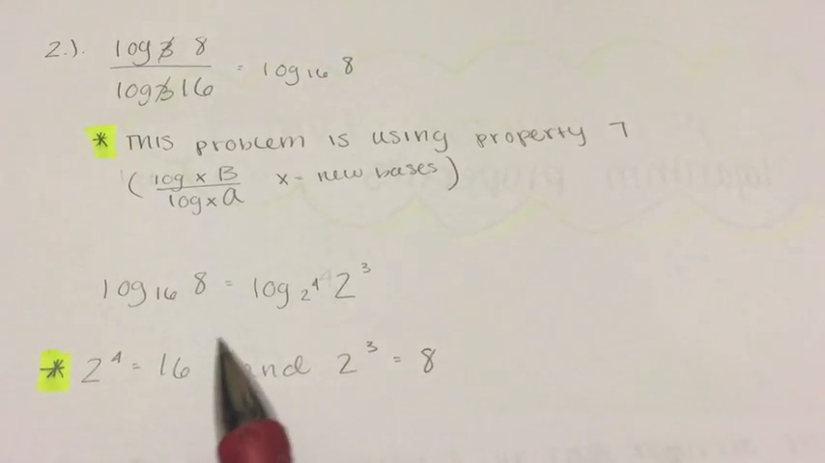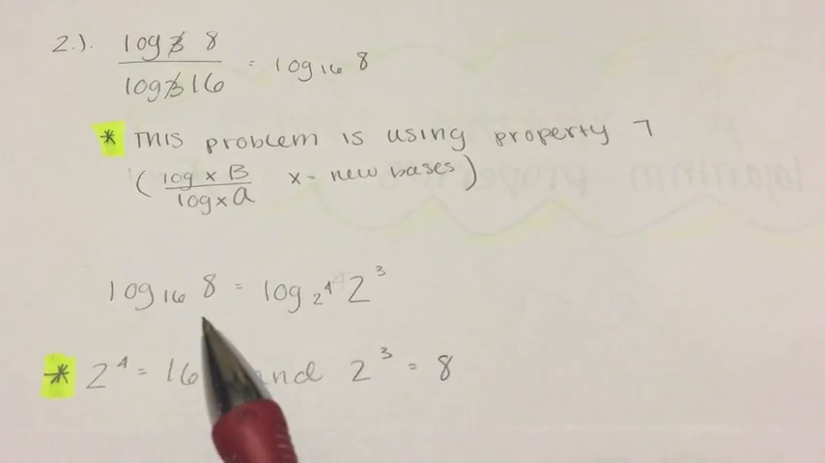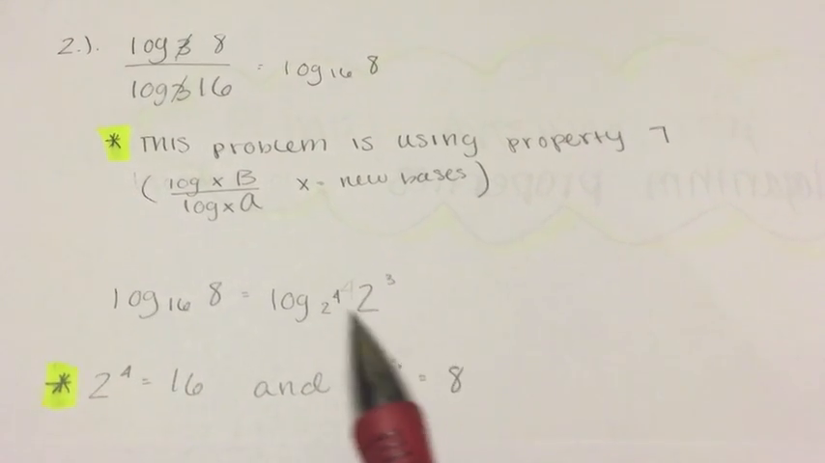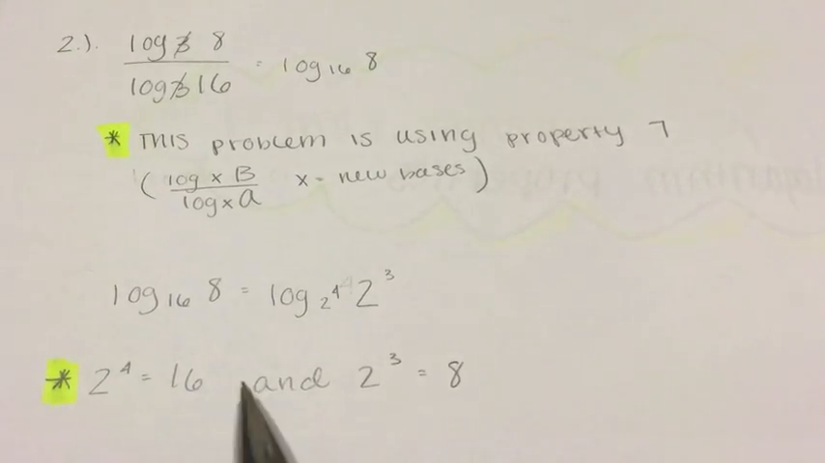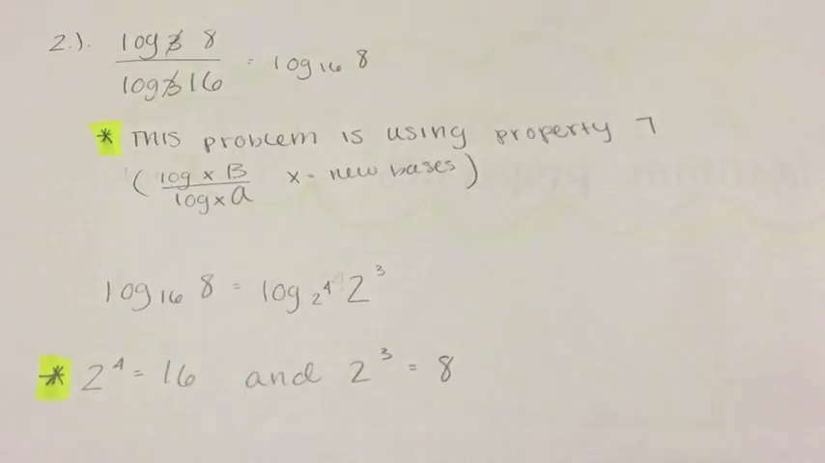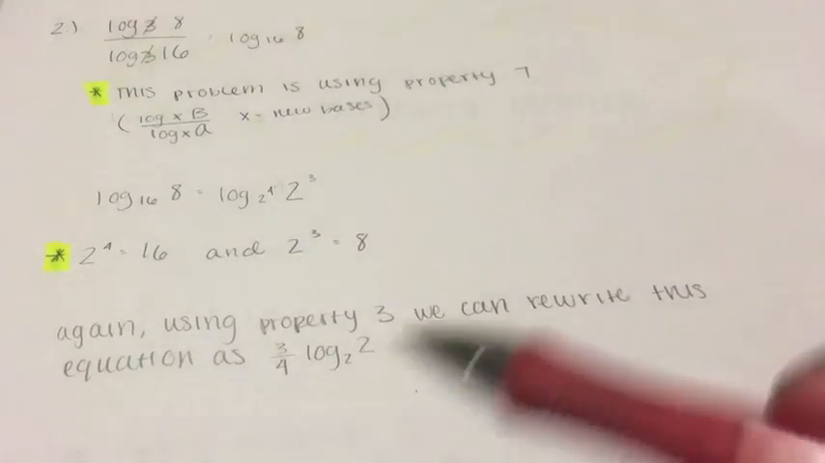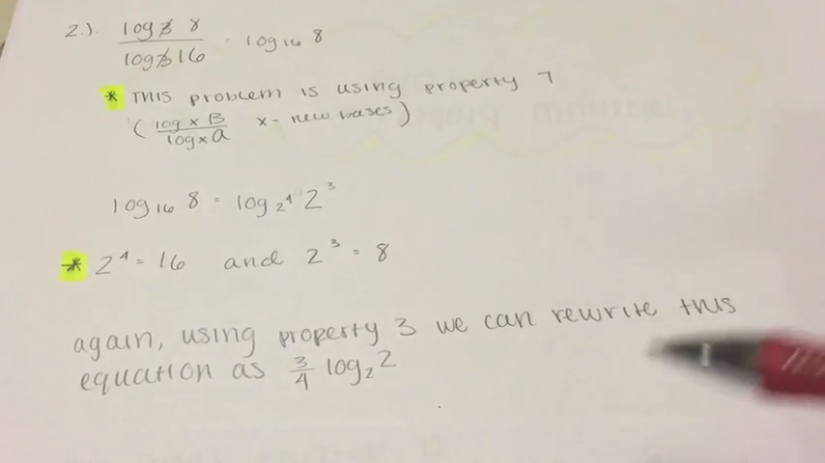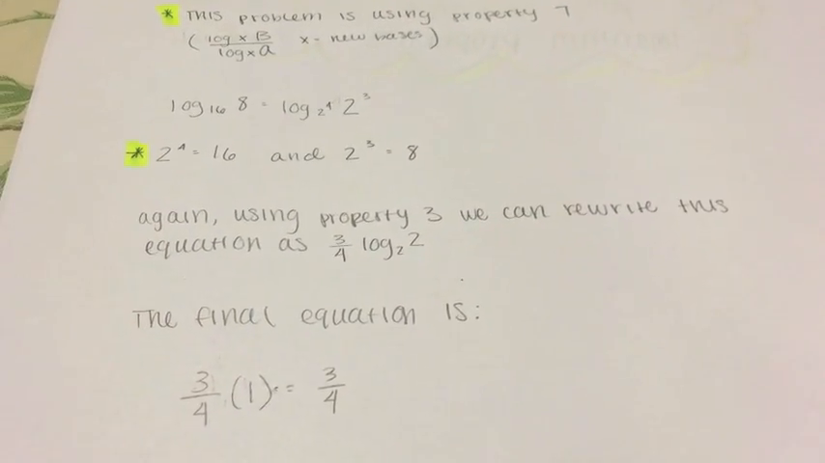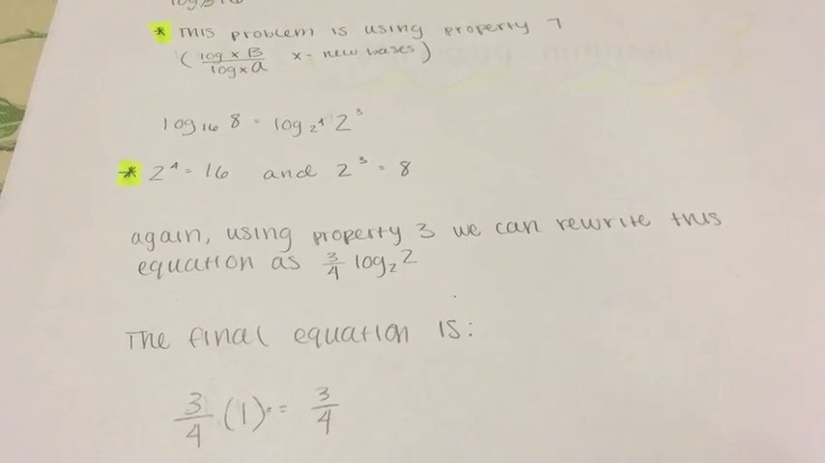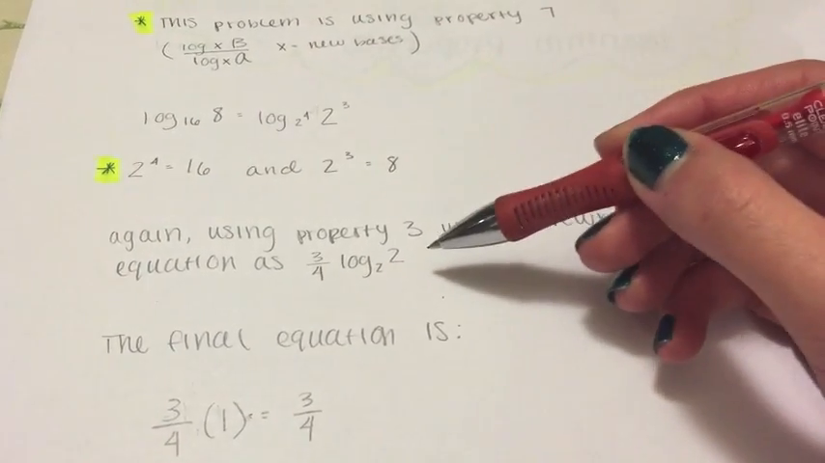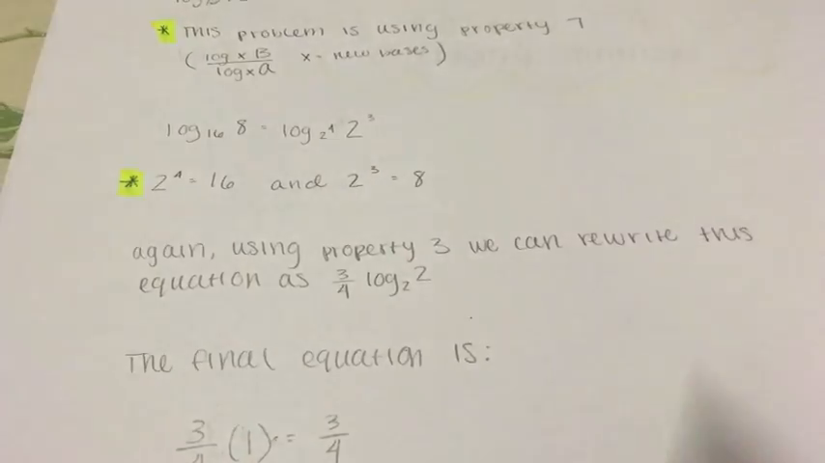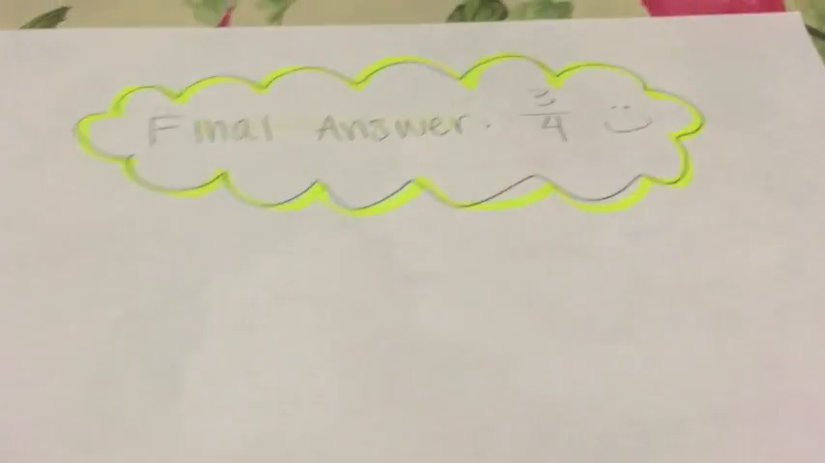You can simplify the equation even further from log base 16 of 8 to log base 2 to the power of 4 of 2 to the power of 3. These numbers come from 2 to the power of 4, which equals 16, and 2 to the power of 3, which equals 8. And then again, using property 3, we can rewrite this equation as 3 over 4 times log base 2 of 2. And the final equation is 3/4 times 1 equals 3/4. Again, this 1 comes from this log base 2 of 2, where the base and the result are the same, and that's going to give you 1. And then your final answer is 3/4.